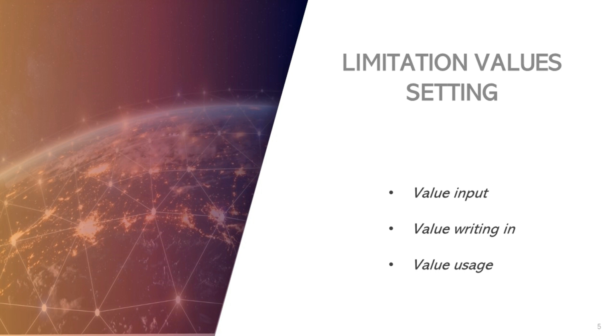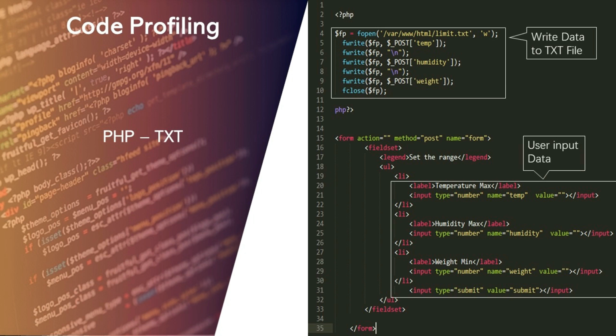The second is value writing to the text file. Type in the IP address of the Raspberry Pi plus the PHP file name to enter the web page with 3 value input windows: the temperature, humidity, and weight. Enter the corresponding value into the box. The value is written to the corresponding file.